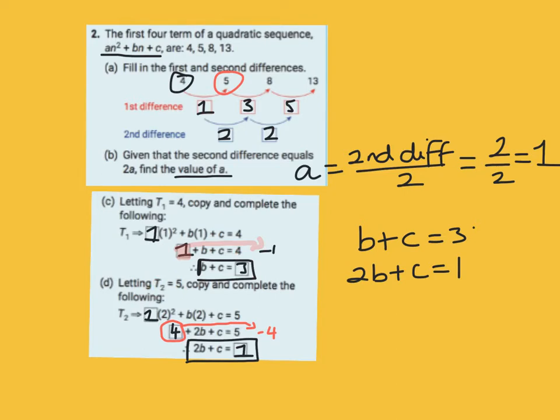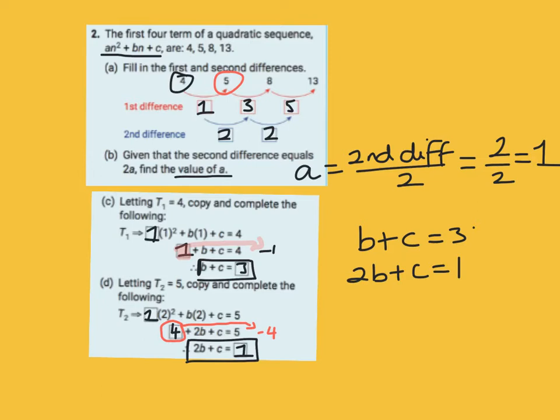Similarly with T2, we know that T2 is 5, term number 2. So in this equation up here, we substitute A with the 1 that we have over here, and then n we substitute with the number 2. So anywhere we have an n, we put 2 in, and then we simplify that and we get down to 2b plus c equals 1.